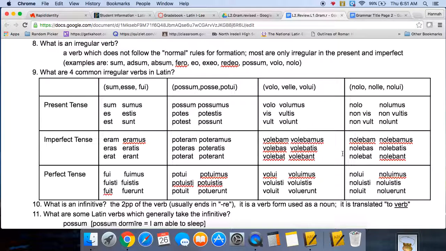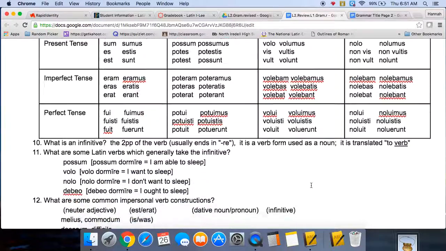In the imperfect tense, it looks a whole lot like what we did with the normal verbs up above, where you have the BA with the endings. But you cannot go to the 2PP and take off RE. Look at the 2PP of these verbs. You have VELLE. There's no RE to remove. And for nolle, you don't have an RE to remove. But yet these 2 will be easy to recognize with the ba.